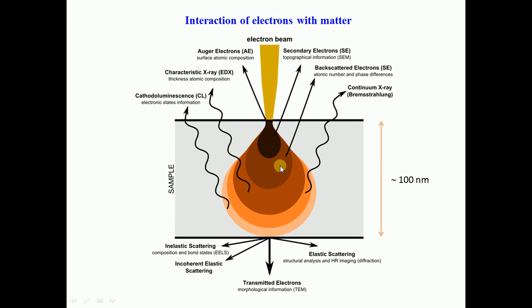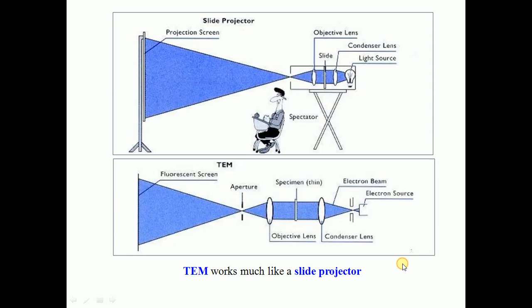But if the electrons transmit through a sample having thickness say 100 nanometer or so, then the technique is TEM, morphological information with the help of TEM. If the electrons which are transmitted are elastically scattered, then HRTEM. And if they are inelastically scattered, then EELS. So all these aspects we are going to cover in today's lecture.